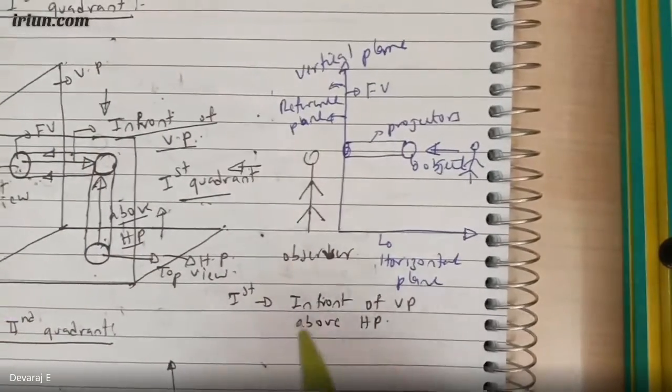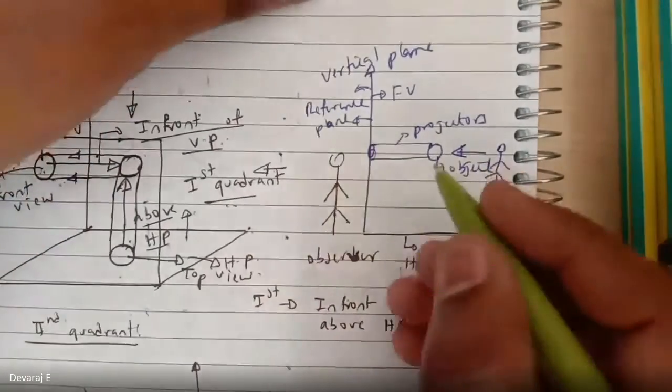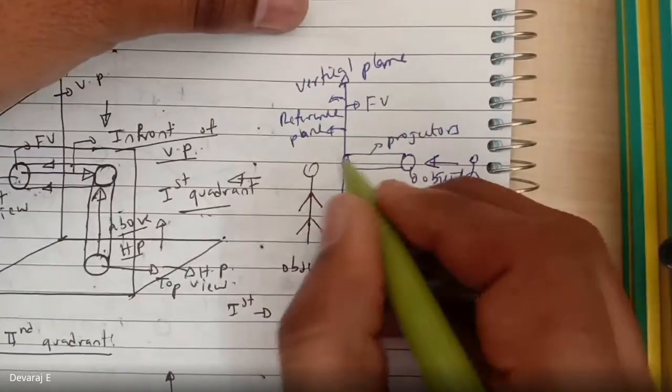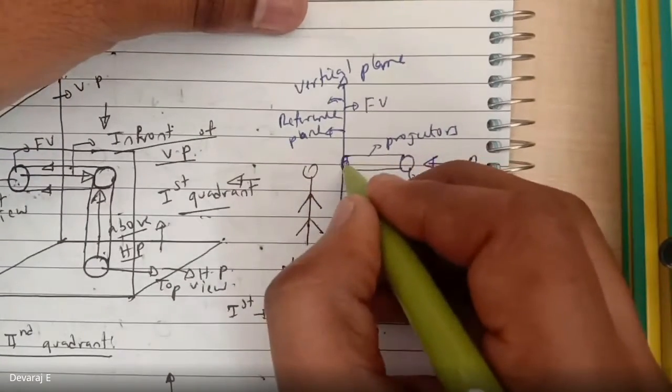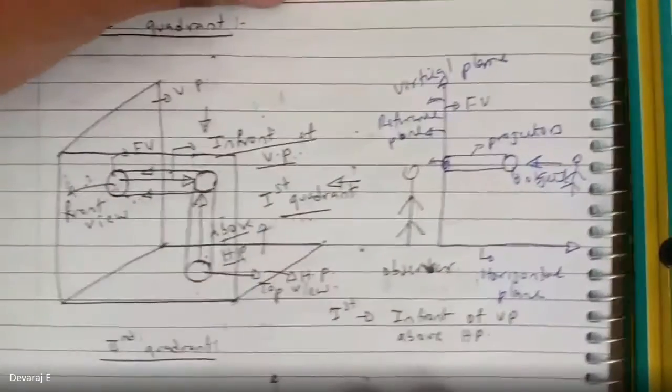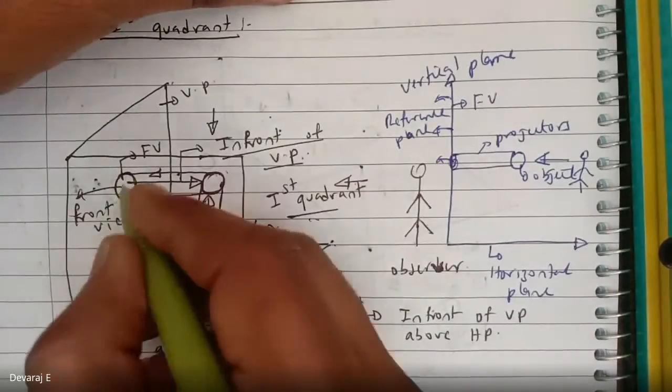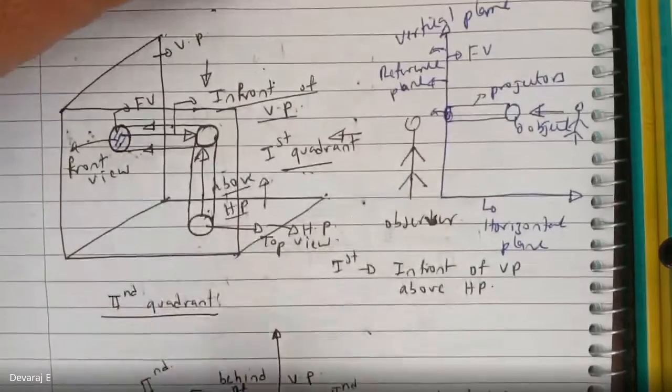Okay, reference plane. Then, okay, this is called the front view. The view which is falling here, see, this is called the front view. And this is called the top view.